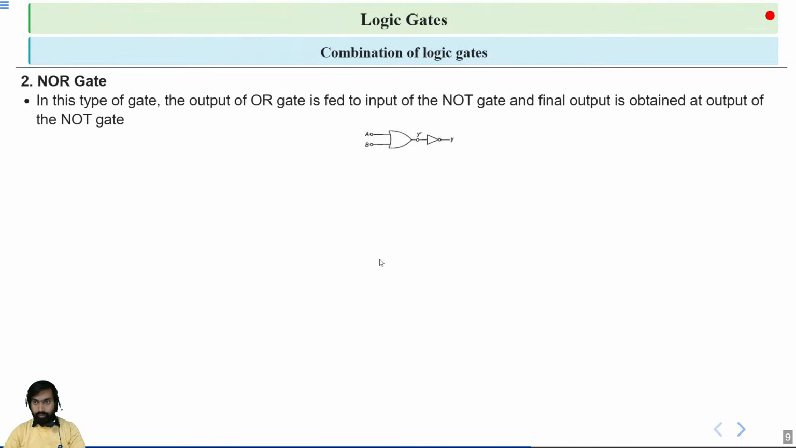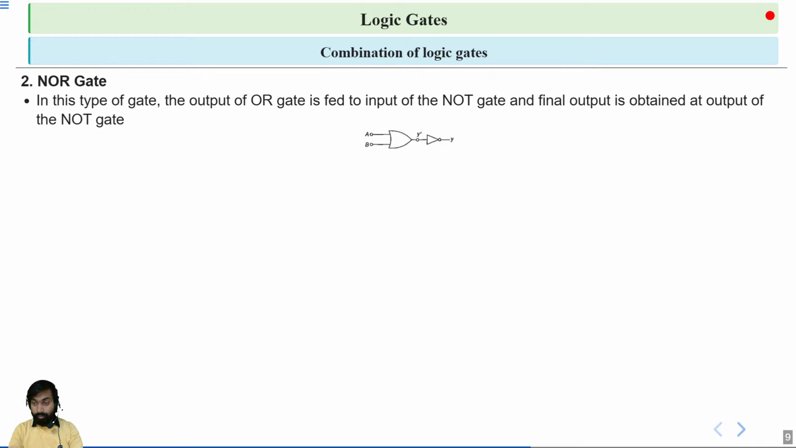Now the second is the NOR gate. The NOR gate is a fundamental logic gate that combines the functions of an OR gate followed by a NOT gate. It performs the OR operation on its inputs and then inverts the result. Like the NAND gate, the NOR gate is also a universal gate, meaning that any other logic gate can be constructed using only NOR gates. So the NOR gate first checks if either or both inputs are 1.